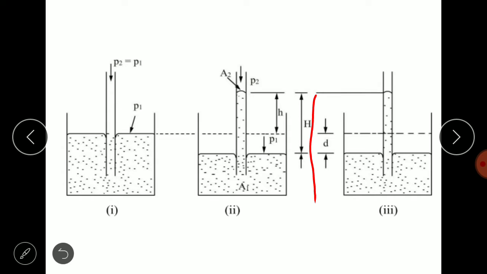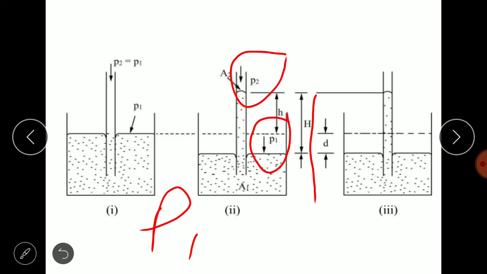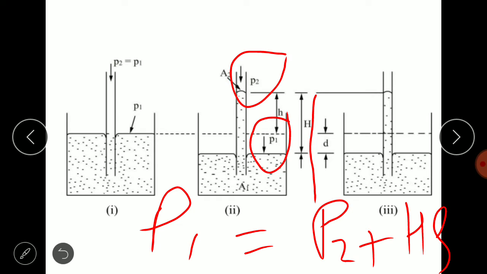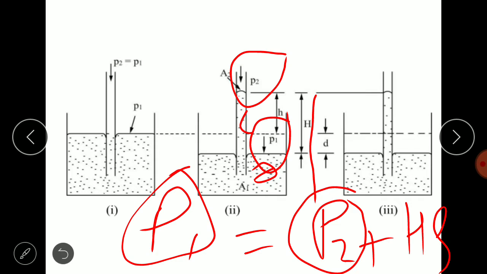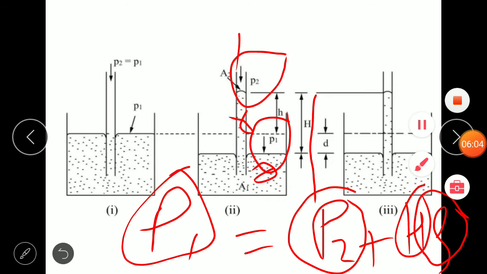Now we can see here, if p1 is greater than p2, then p1 will be equal to p2 plus h rho. Now what is rho? P1 is nothing but the pressure acting on the liquid in the system, p2 is the pressure acting on the liquid in the barometer, h is the height after the pressure is applied, and rho is the density of the liquid.